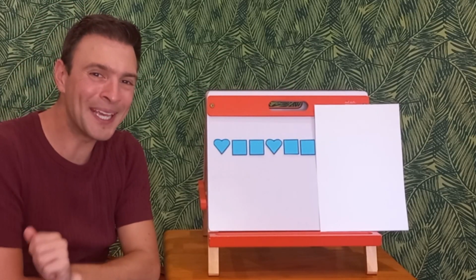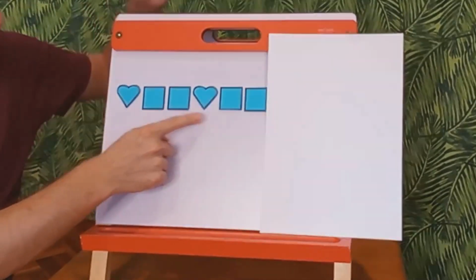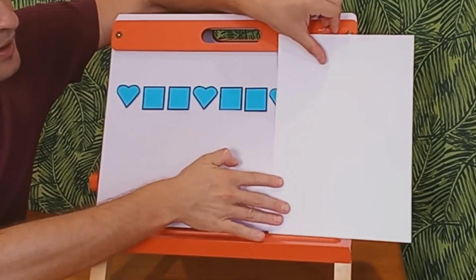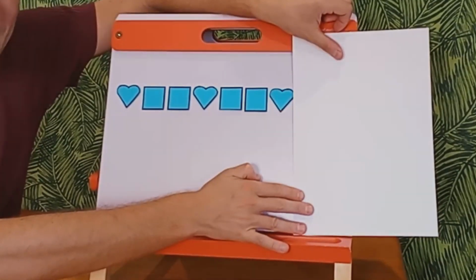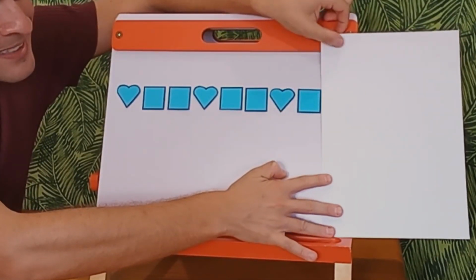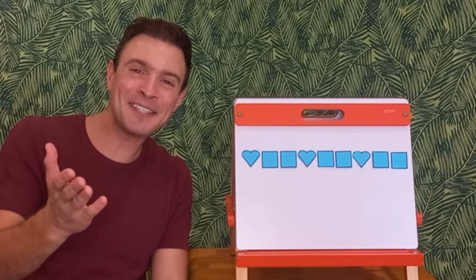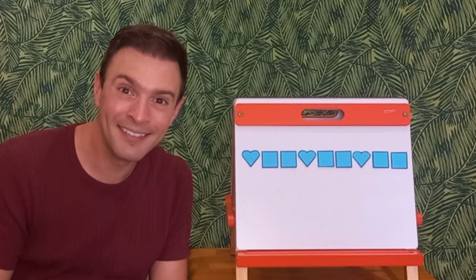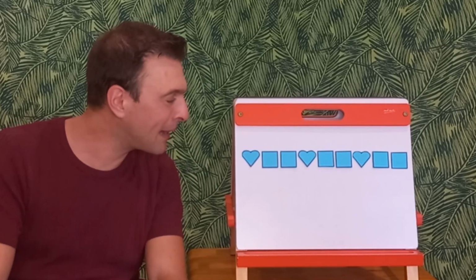Well, let's keep going. So, heart, square, square. Heart, square, square. Heart. Is that what you predicted? Let's keep going. Square. And what will come next? Square. Did you predict that last one would be a square? If you did, well done. Can you see what keeps repeating in our pattern?